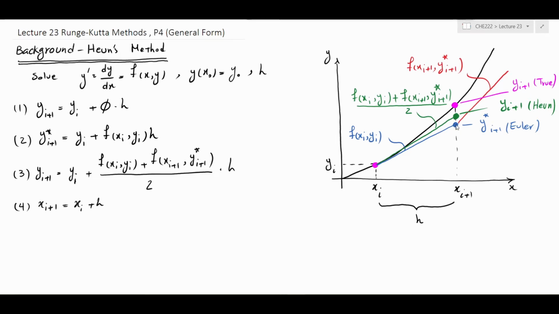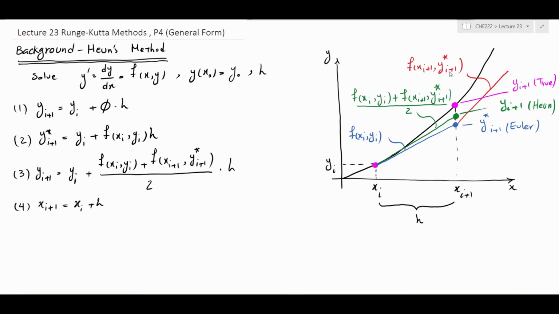At the end of the interval, we can follow the same procedure to estimate the slope of the function, and by slope of the function I mean the first derivative of the function, or the slope of the tangential line to the function. But the problem is the slope of the function is f at xi plus 1, which is known, and yi plus 1, but we don't have yi plus 1 at this point.